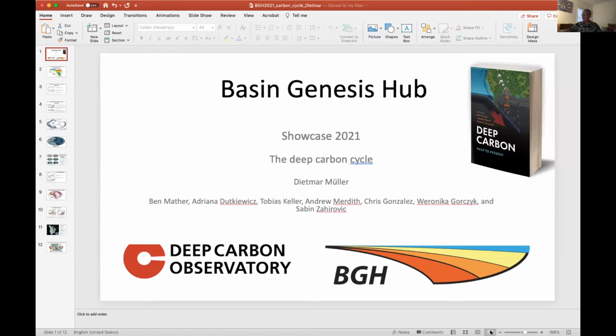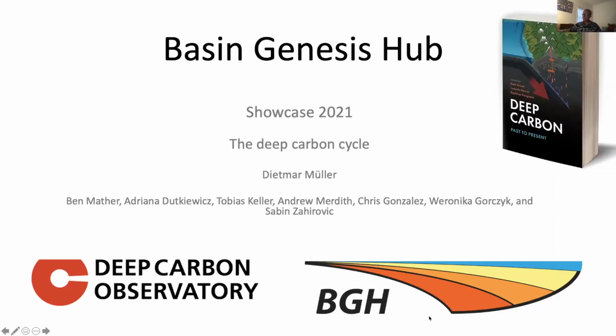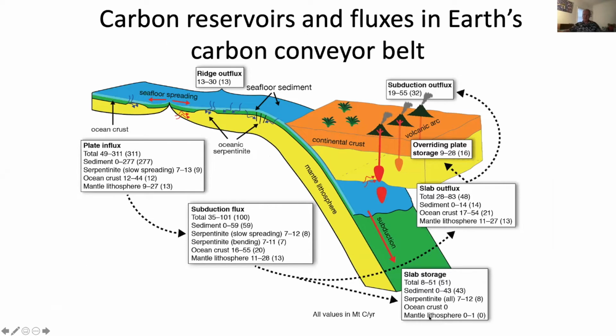Let's see, go into projection mode. Now, you're all familiar with the Great Ocean Conveyor Belt, which is a well-known concept describing the global network of ocean currents distributing heat and moisture around the globe. But there's another lesser known but much older and slower belt, the Earth's carbon conveyor belt, and that's depicted here.